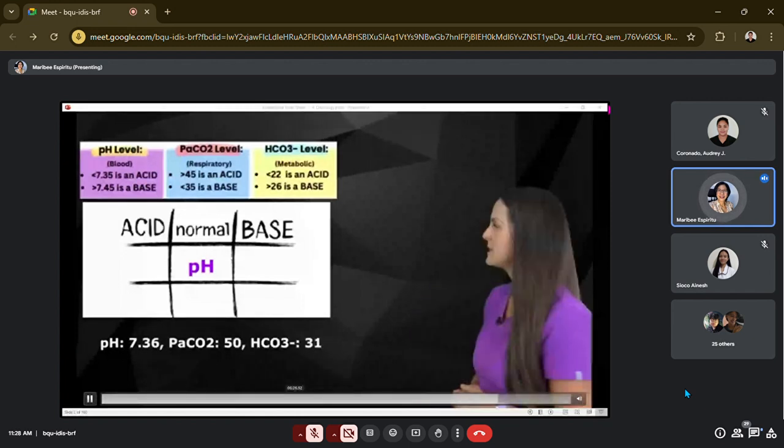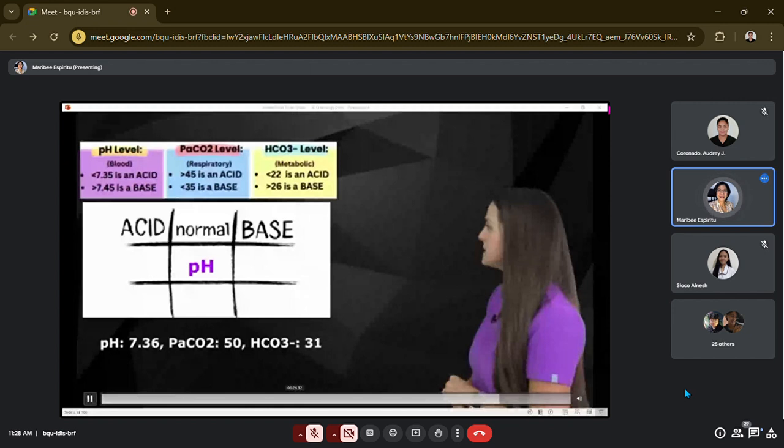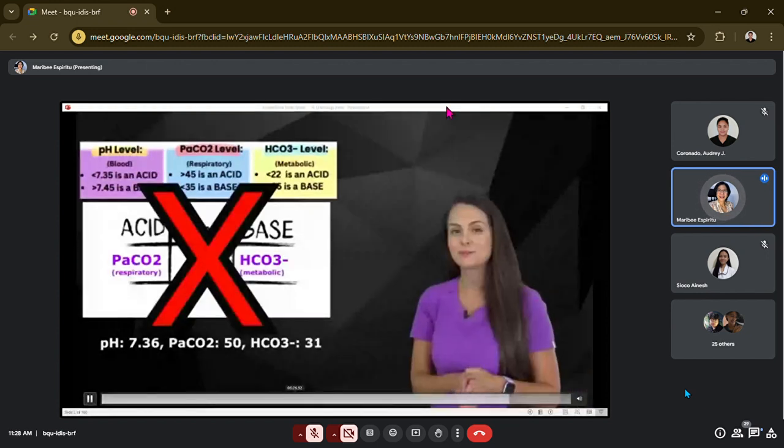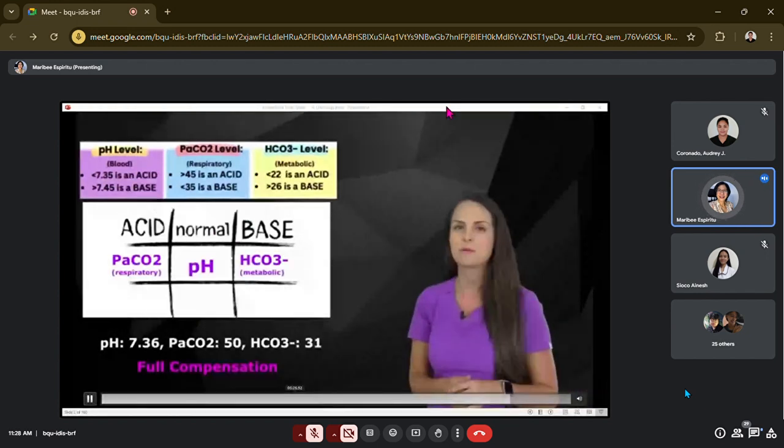Next, we're going to look at the PaCO2. It was 50. This falls on the acid side, so we're going to put that under acid. And then our HCO3 is 31, and that falls under the basic side, so it's alkalotic, so we're going to put it under base. Now we need to see, do we have that vertical 3 in a row? The answer is no, we don't. So we know we're dealing with full compensation, but we need to figure out what type of disorder this actually is.